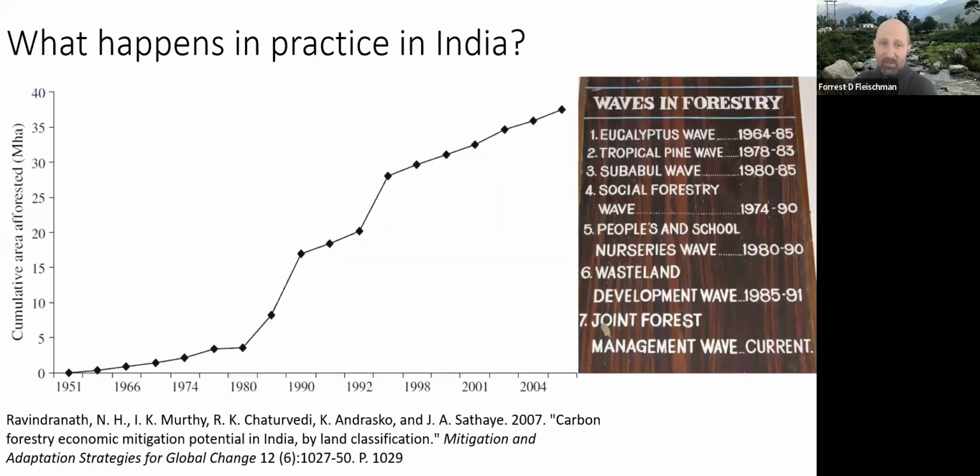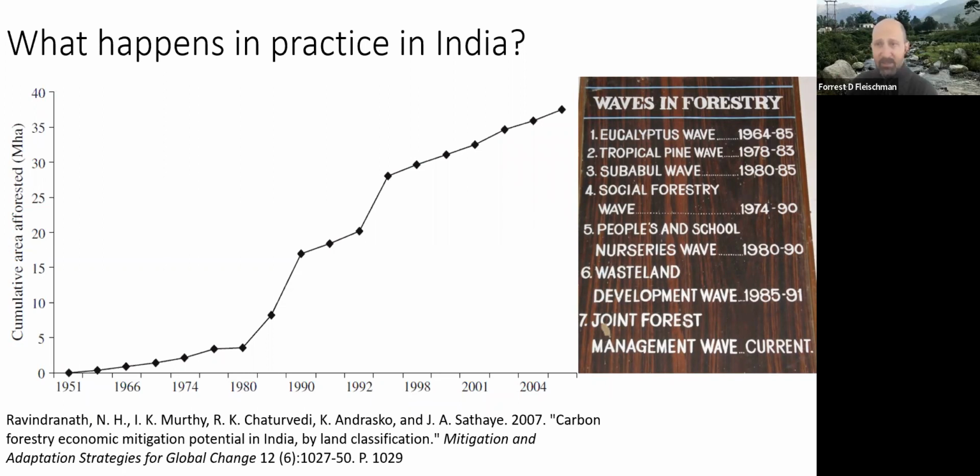So now I want to zoom into India, and I want to start by explaining to you why I think India is a really good place to study forest restoration. And the answer is in this chart, which I reproduced from a paper by N. H. Ravindranath from about 15 years ago. And the chart shows the cumulative area afforested.